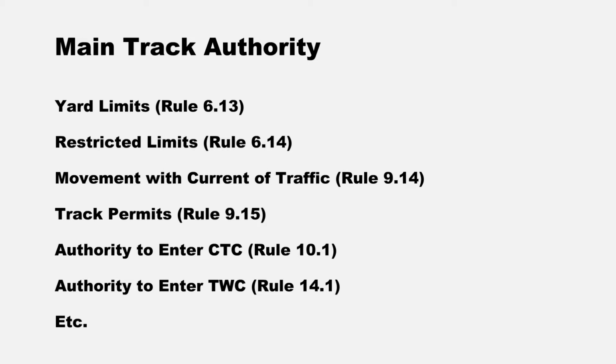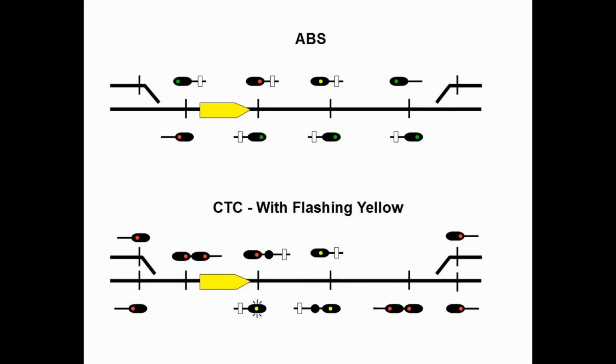Trains can only move on the main line when they are authorized. This is called main track authority. Some main tracks can be authorized through yard limits, through restricting limits, maybe track warrant control, and then lastly, centralized traffic control, or what we call CTC. This is where our focus will be with this diorama.